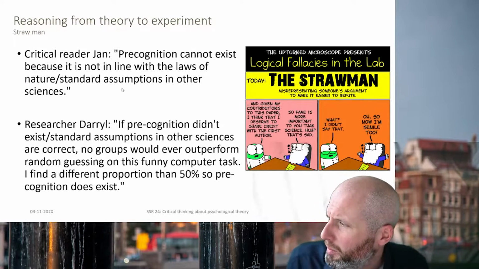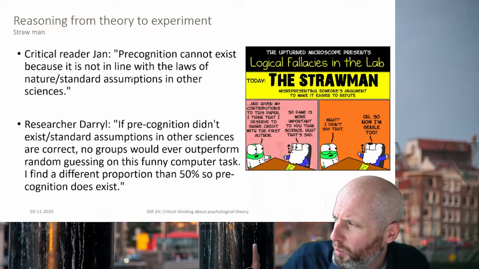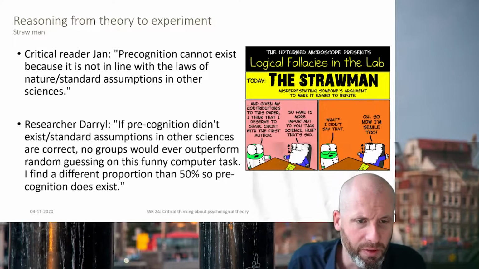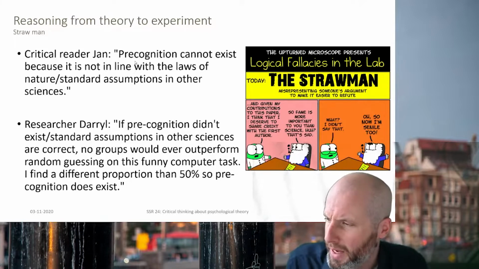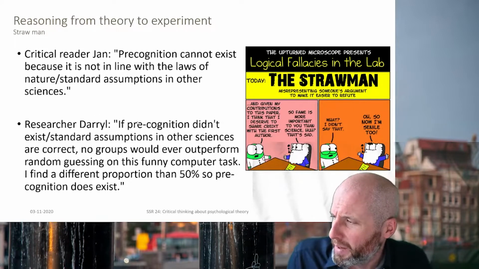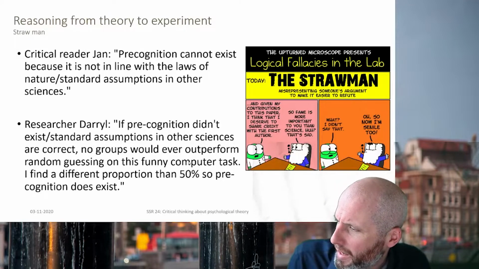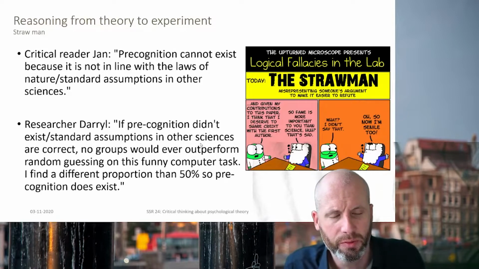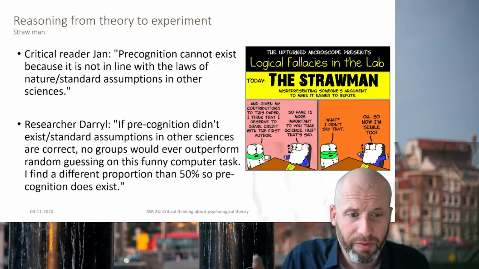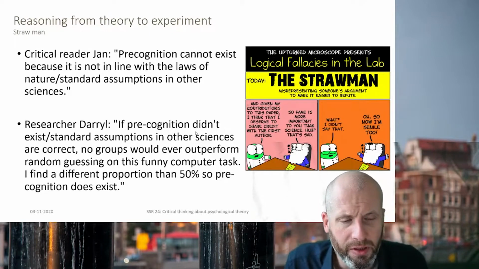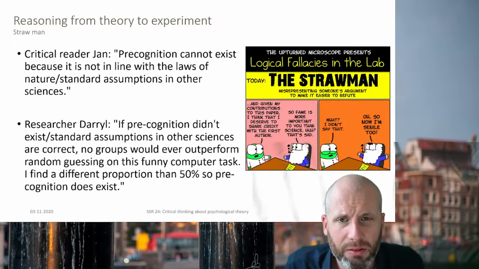So we talked about how a critical reader could say that, well, precognition cannot exist because it's not in line with the laws of nature or physics or whatever, right? It actually goes against everything in physics to say that stuff from the future influences the past. If Daryl Bem then says, well, if precognition didn't exist, then I couldn't expect any other outcome than the result of random guessing, so a 50% correct rate on this weird computer task that I just thought up, and he did find a difference, so therefore my theory about precognition is correct, right? It's a similar way of giving a weakened version of that counter argument, right?